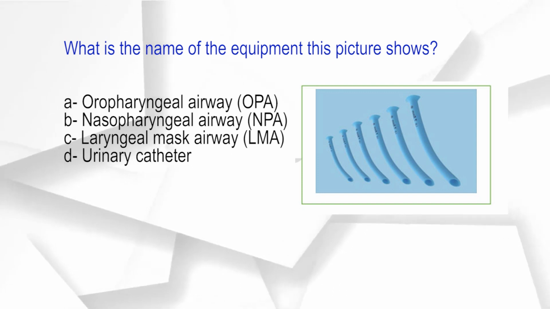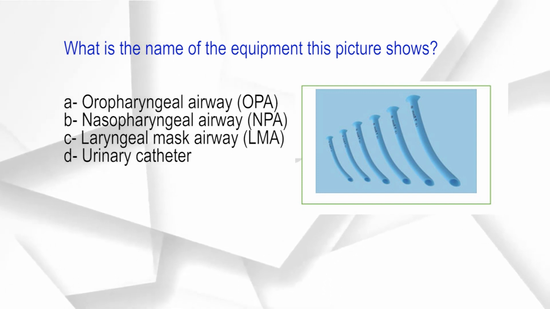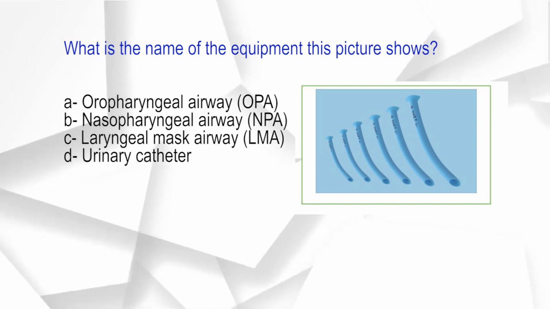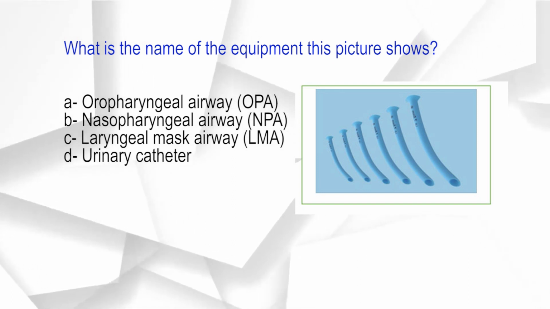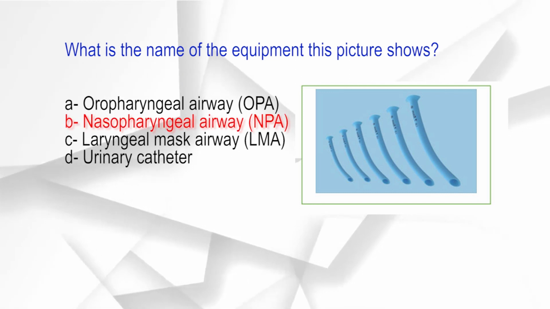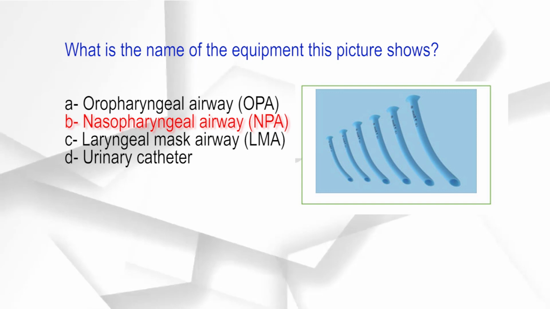Answer: the options are A oropharyngeal airway, OPA, B nasopharyngeal airway, NPA, C laryngeal mask airway, LMA, D urinary catheter, and the correct answer is option B, nasopharyngeal airway, NPA.